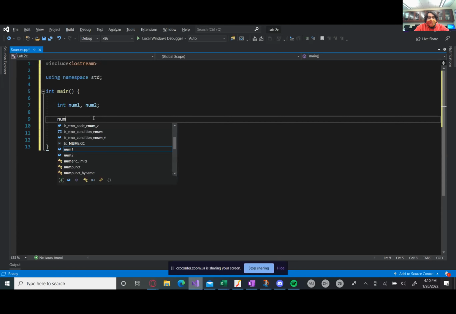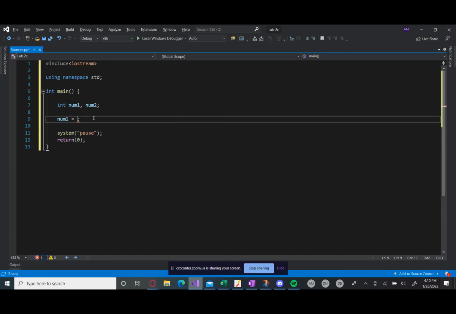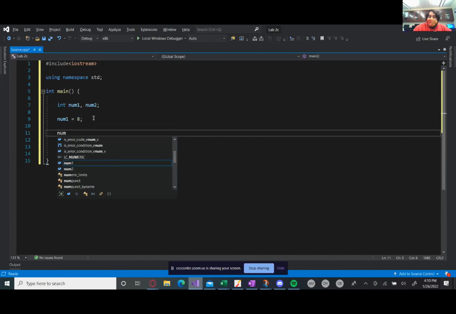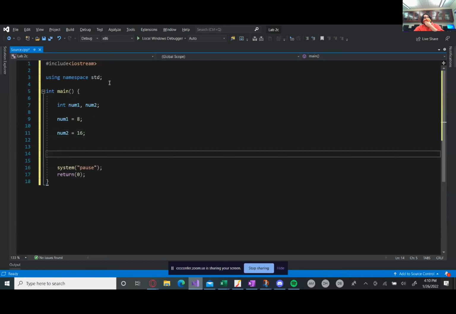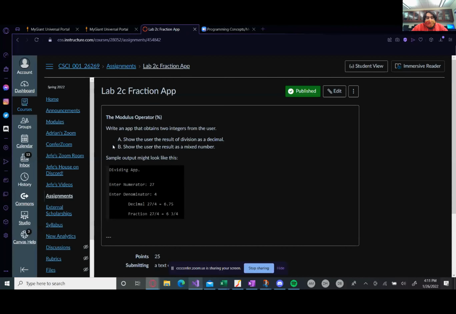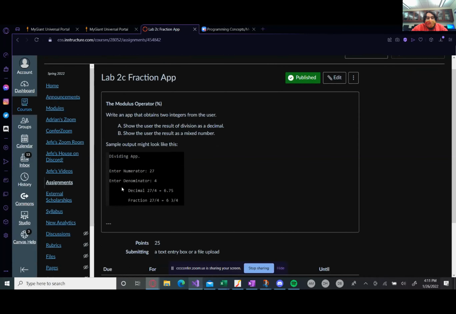So I'm going to start off by saying num1 is equal to, I don't know, any numbers? Anyone have a favorite number? 8. 8 seems like a solid number. All right. And then num2, just for simplicity's sake, let's make it 16 for now. Okay. So we want to show the user the result of the division as a decimal. So, all right, let's go ahead and do that.